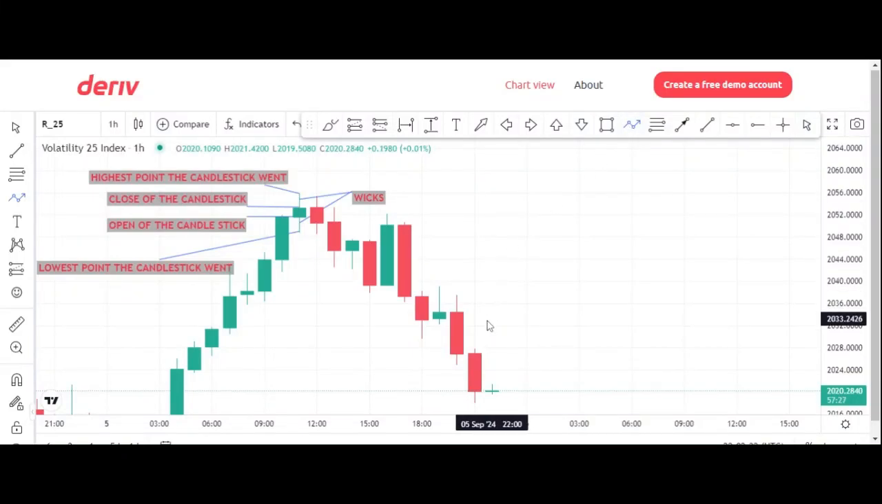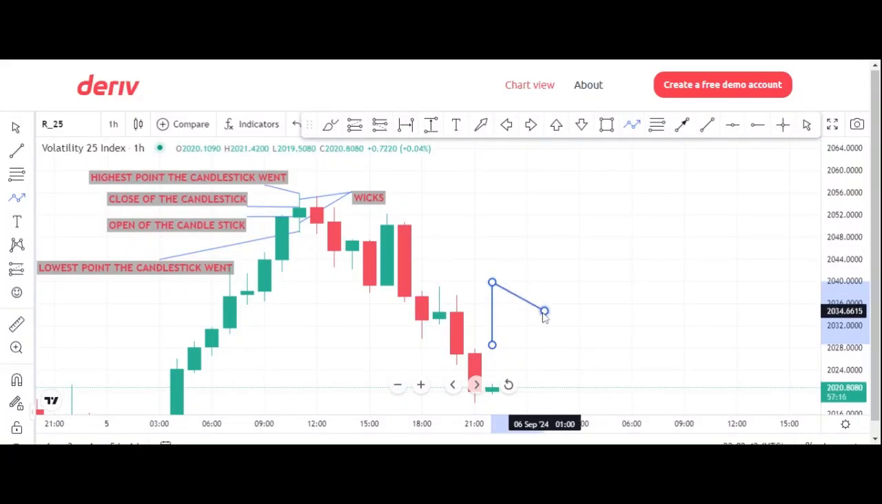And then, bullish candlestick formation. Open: the candlestick opens at a certain price. Price movement: price fluctuates throughout the trading period. Close: the candlestick closes above its opening price, indicating a bullish sentiment.